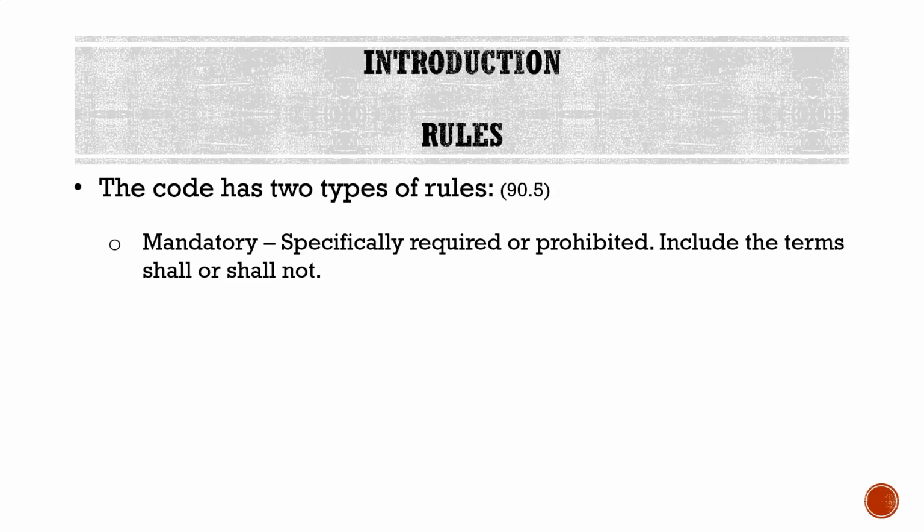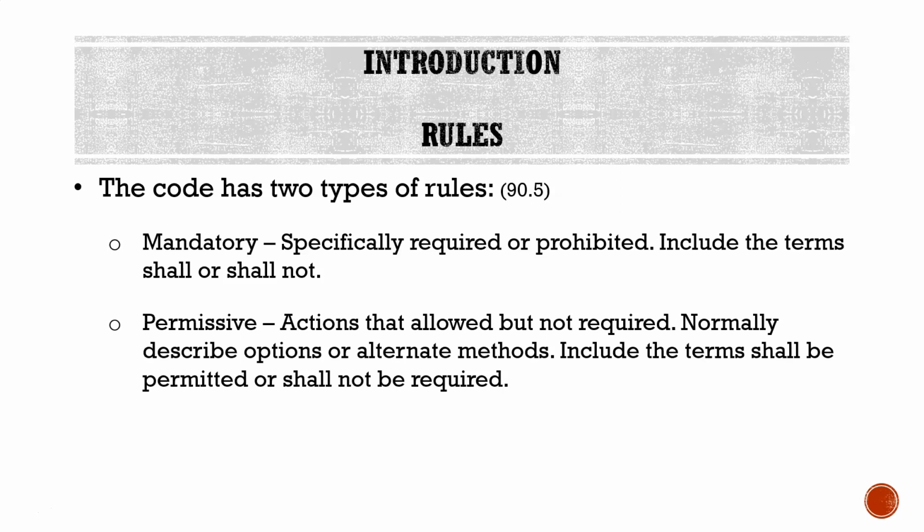For instance, if the NEC mandates that you shall be required to secure a conduit a certain distance from a pull box, you are required to support it within that distance of that pull box. It is not optional. That leads into the other type of rule we have, which is a permissive rule. Permissive rules are actions that are allowed but not required. They normally describe options or alternative methods. They include the terms shall be permitted or shall not be required.